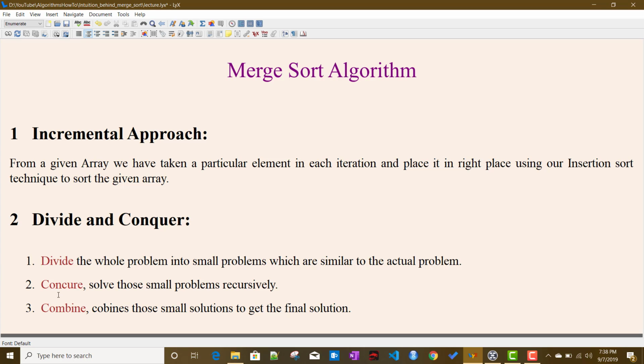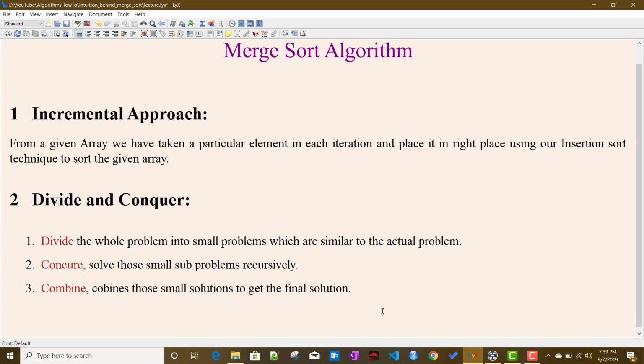And in conquer, what we are doing is basically solving those small sub problems recursively. And then in the combine step, we combine those small solutions to get the final solution. Now merge sort is basically following this divide and conquer approach.